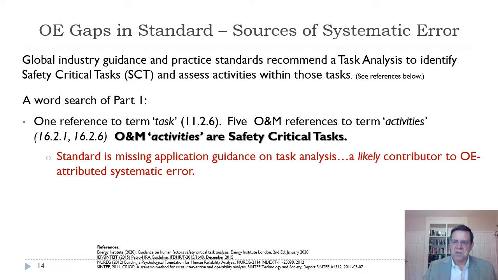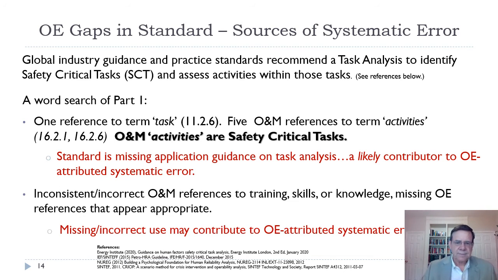So those are sources of likely contributors to OE attributed systematic error. You also find a standard has somewhat random use of the terms training, skills, and knowledge. There are places where it'll actually put the word skill. It's obvious from a cognitive ergonomics perspective they're talking about skills and knowledge.